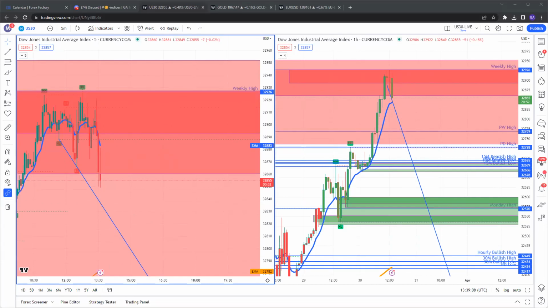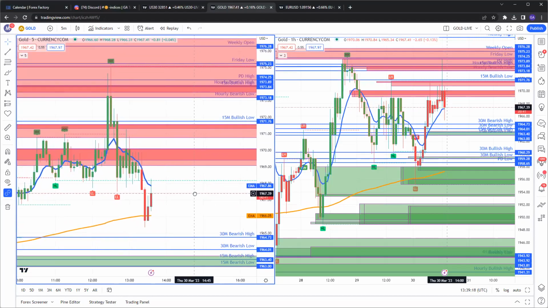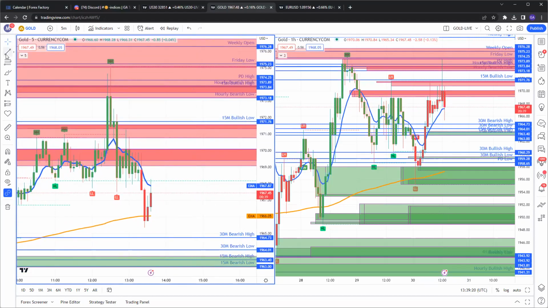So right now, US 30 is definitely bearish. Gold is bearish, EU is bullish. So EU has been heavily bullish. That when we do get that sell on EU, it's going to be an amazing sell. So same as gold, right?